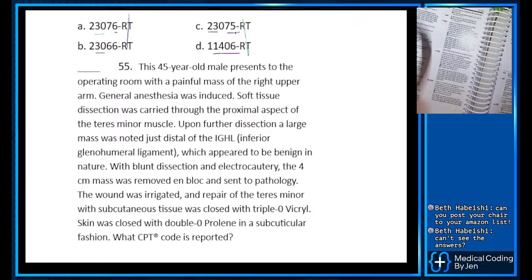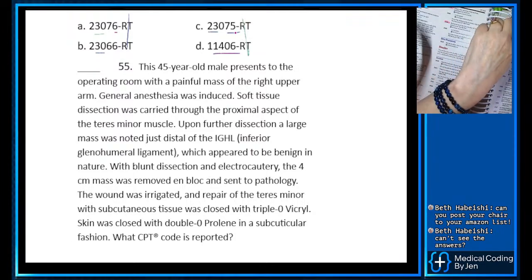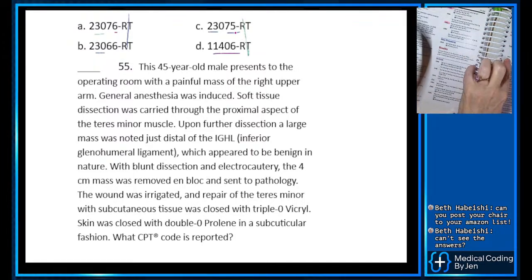230, 75 and 76 are under shoulder and excision. This code again keeps popping up.